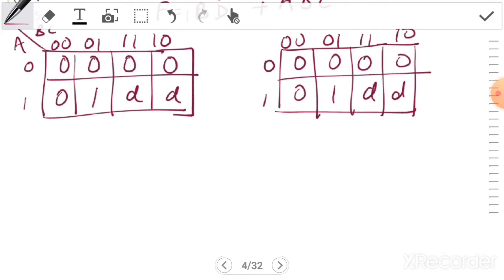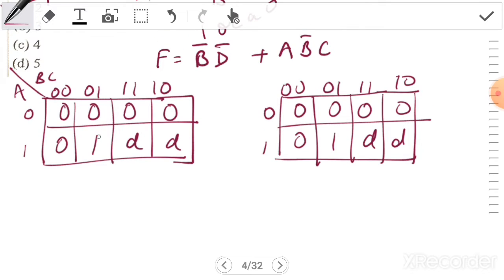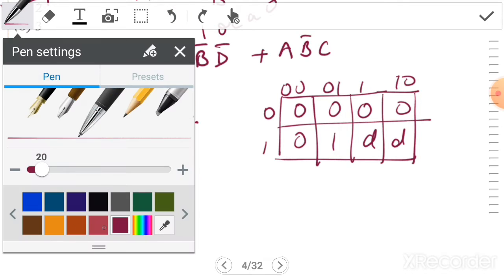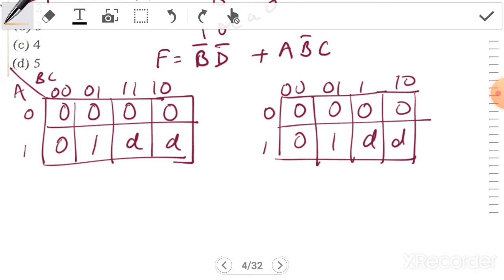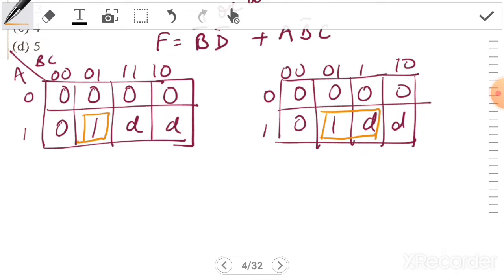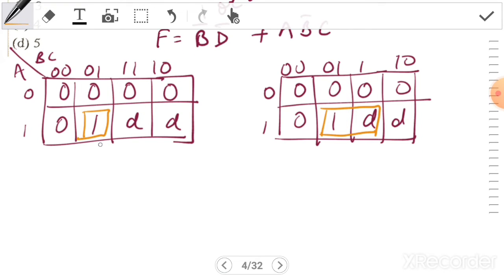So here, let us say we don't group the don't care. Okay, let us change the color. Now here I want to group this don't care. I want to include this don't care in the group. Okay, so now let us write the sum of product for this.